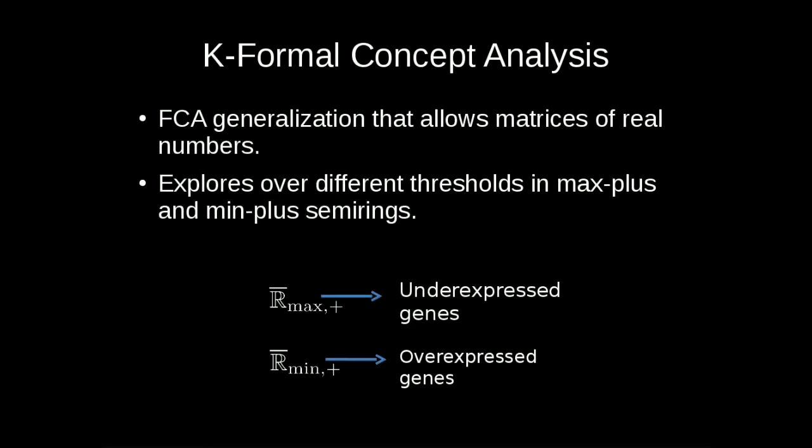K-formal concept analysis is a generalization of formal concept analysis. It starts with an exploration that sweeps over all possible thresholds in the max plus and min plus semirings. Each threshold will give origin to one lattice. The max plus semiring will group the underexpressed genes and the min plus the overexpressed.